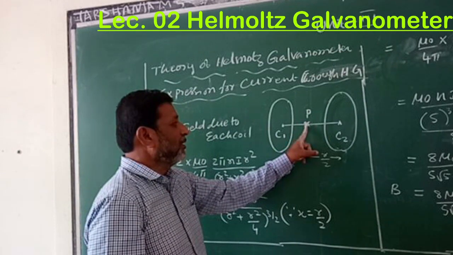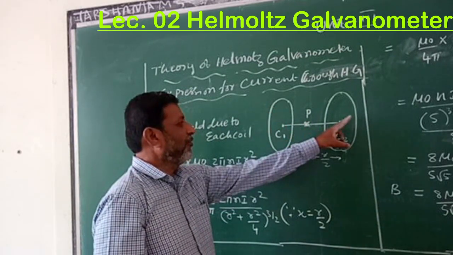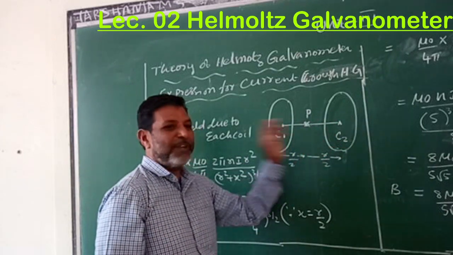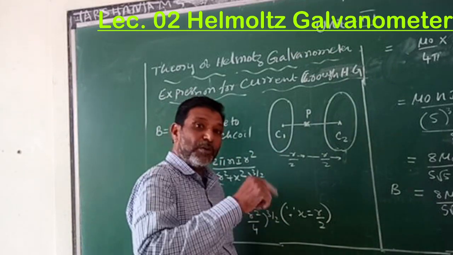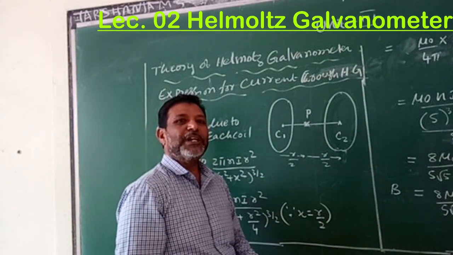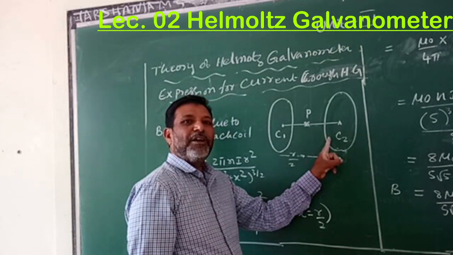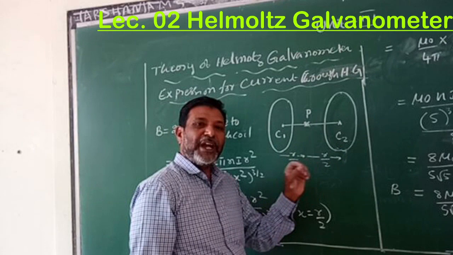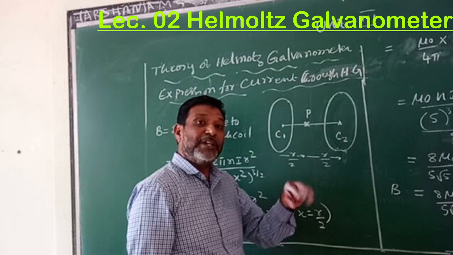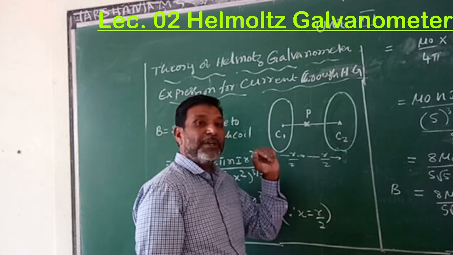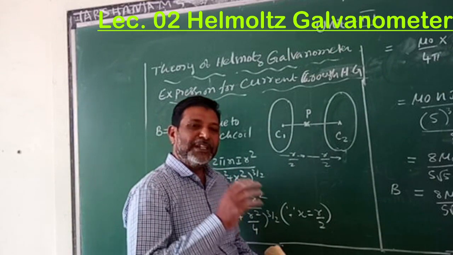The field at this point is equal to the field due to C1 plus the field due to C2. Both are in the same direction, and they are also equal in magnitude. Why are they equal? Because the two coils are connected in series, so the magnitude and direction of the current are the same. When the current is the same, the magnetic field is the same, and in the same direction.